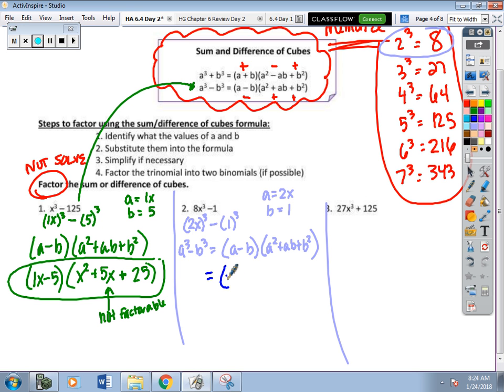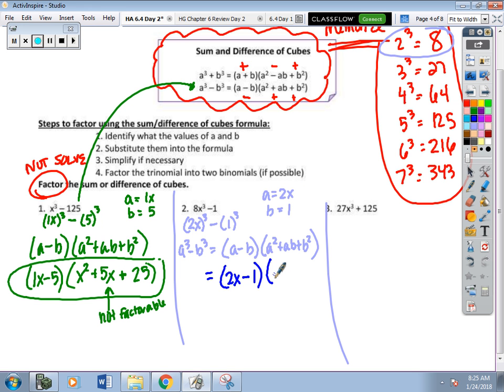So a is 2x minus b, which is 1. Make sure you don't think b is a negative 1, too. That's one thing some students will do, and they'll be like minus a negative 1. You do just want to think of this, because the formula has a subtraction, so you're just taking the symbol. Times the quantity. Now this is where I'll see you make a mistake.